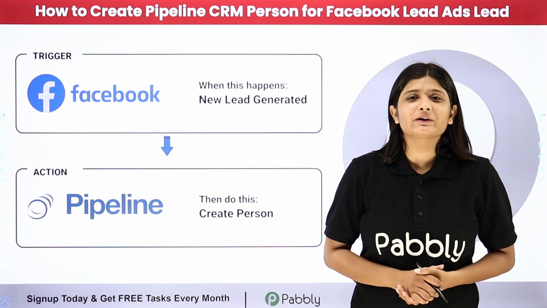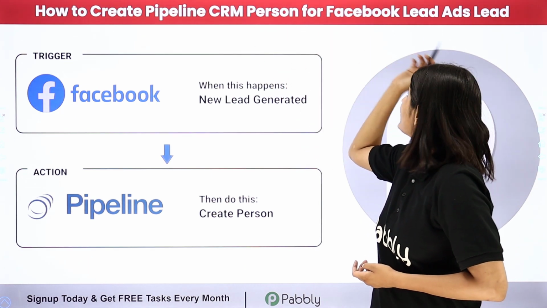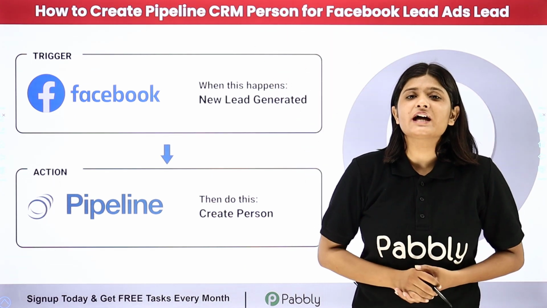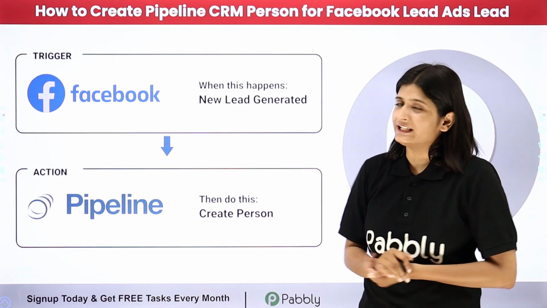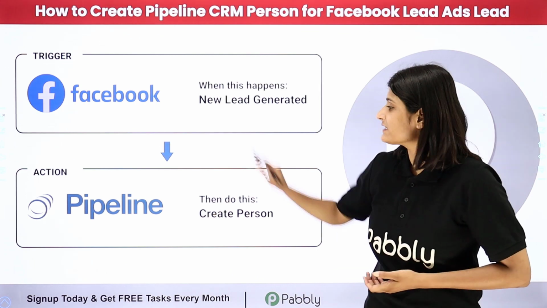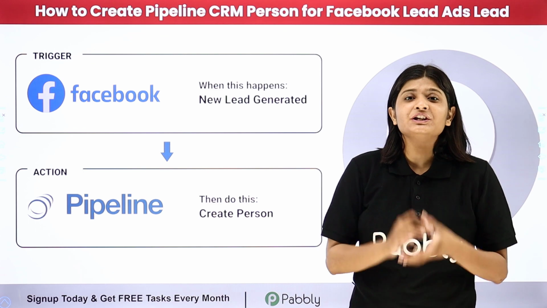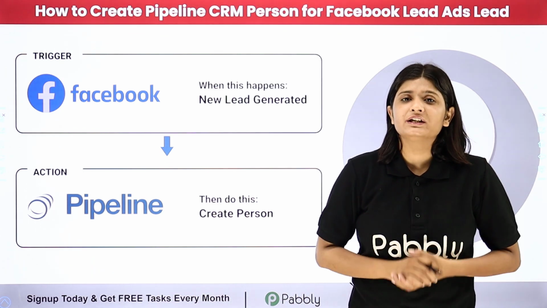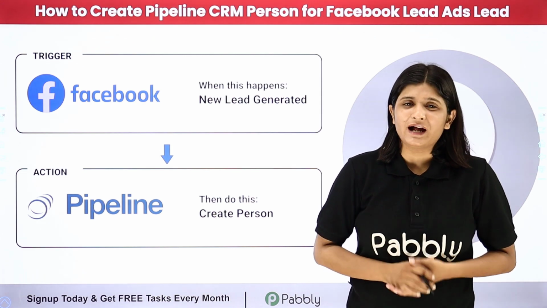So in this video, we are going to learn how to create a Pipeline CRM person for Facebook Lead Ads leads. Let's suppose I am running a travel agency and running advertisements with the help of Facebook Lead Ads, and adding persons in Pipeline CRM manually. But now I want that whenever a new lead is generated with the help of Facebook Lead Ads, it is sent to Pipeline CRM and the person is created automatically.